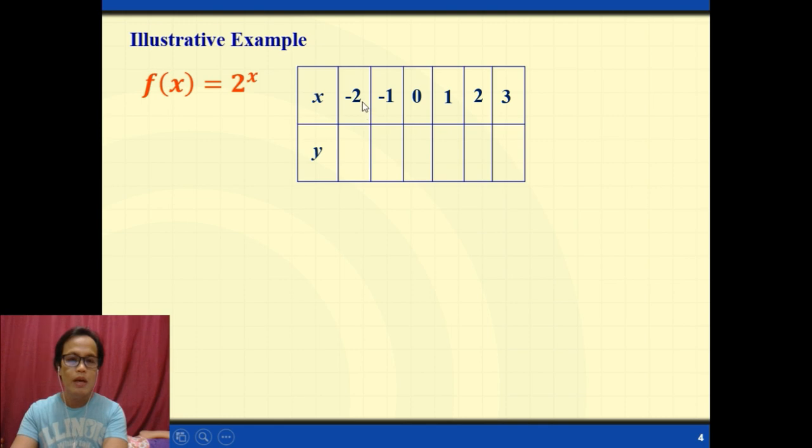For example, we will substitute negative 2 to the function. So negative 2 is the domain, so we replace the x with negative 2. F of negative 2 is equal to 2 raised to negative 2. Now, since the exponent is negative, if you still remember our exponential equations or exponential inequalities, if the exponent is negative, we need to take the reciprocal. So, that becomes 1 over 2 raised to 2.